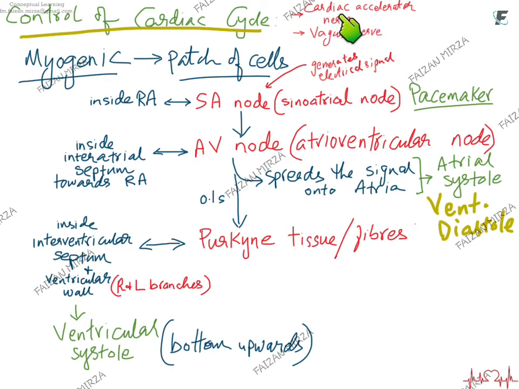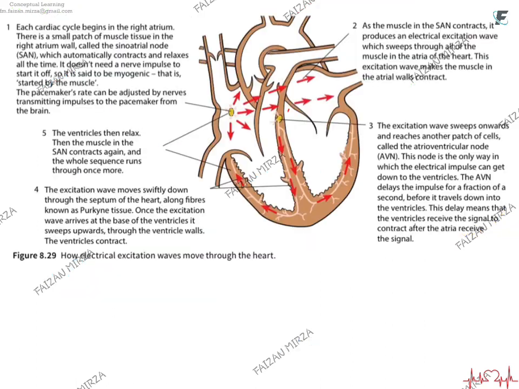But then there are two nerves; these are not in the heart's conduction course. The cardiac accelerator nerve and the vagus nerve are the two nerves which are part of your central nervous system. They can increase or decrease the cardiac activity or the heart rate, and they can send signals to the SA node to either increase or decrease the rate at which it is generating the electrical impulse.